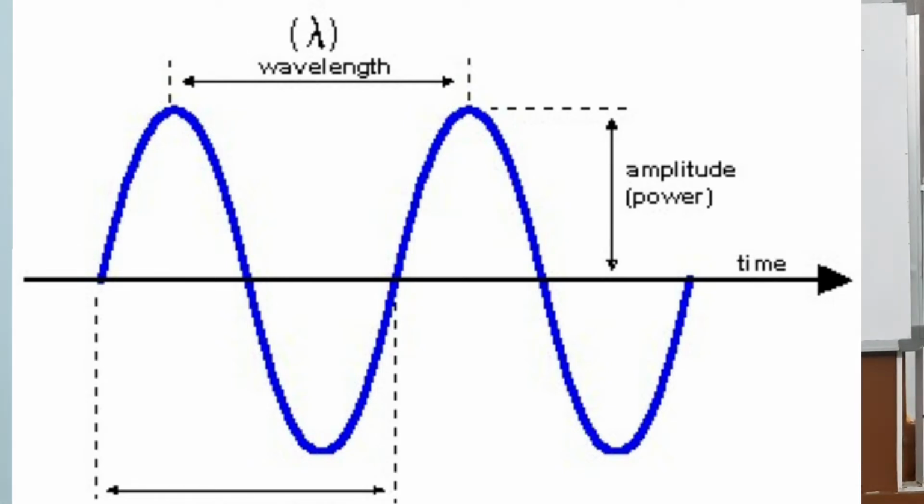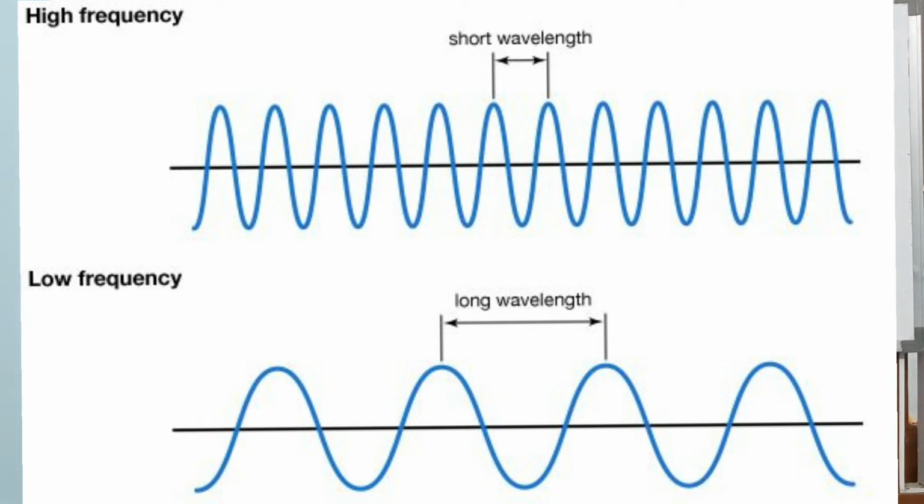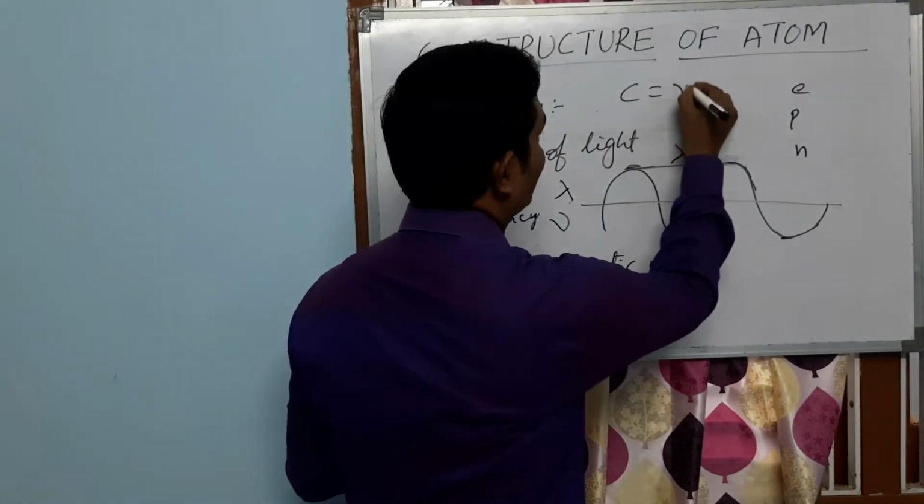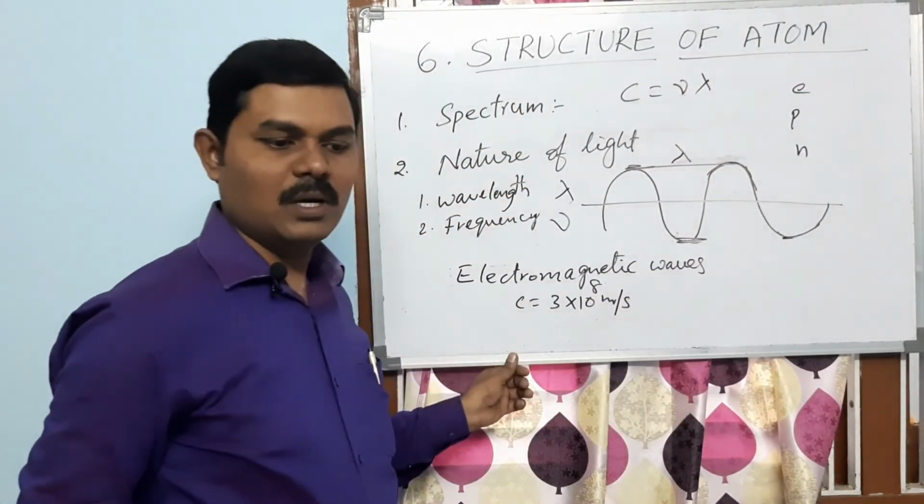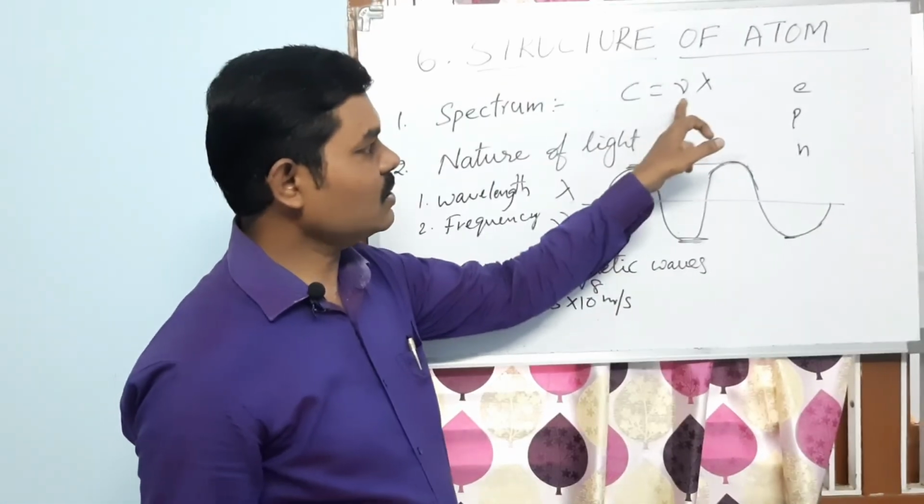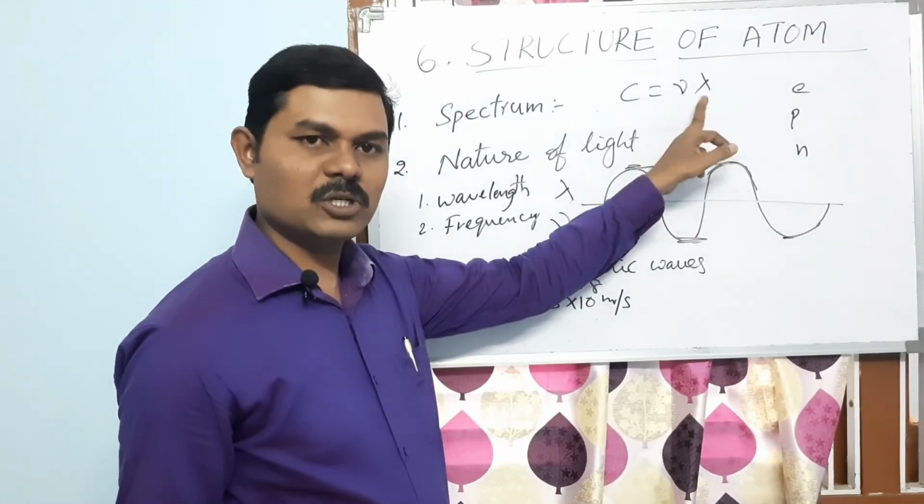Wavelength is denoted by the symbol lambda, and frequency is nothing but the number of waves produced in 1 second. It may be 100 waves or 200 waves in 1 second, and that is called its frequency. Frequency is denoted by the symbol nu. There is a relation between the speed of light, wavelength and frequency: c = nu lambda. So the wavelength is inversely proportional to the frequency.